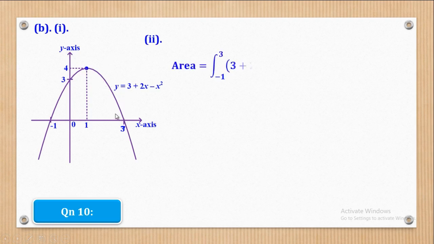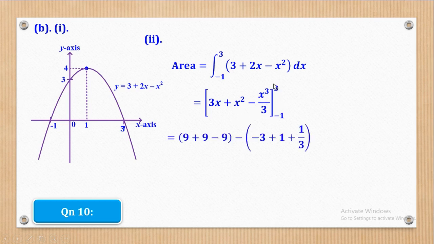Now Roman 2, they want you to get the area enclosed by this curve and the x-axis. So what we shall do, the x-intercepts will act as our limits. So we are going to integrate this curve using these as the limits. That is, we shall integrate from -1 to 3 of this curve, which is 3 plus 2x minus x squared, with respect to x. When I integrate 3, I'll come up with 3x. When I integrate 2x, I'll come up with x squared. And when I integrate x squared, I'll come up with x cubed over 3.